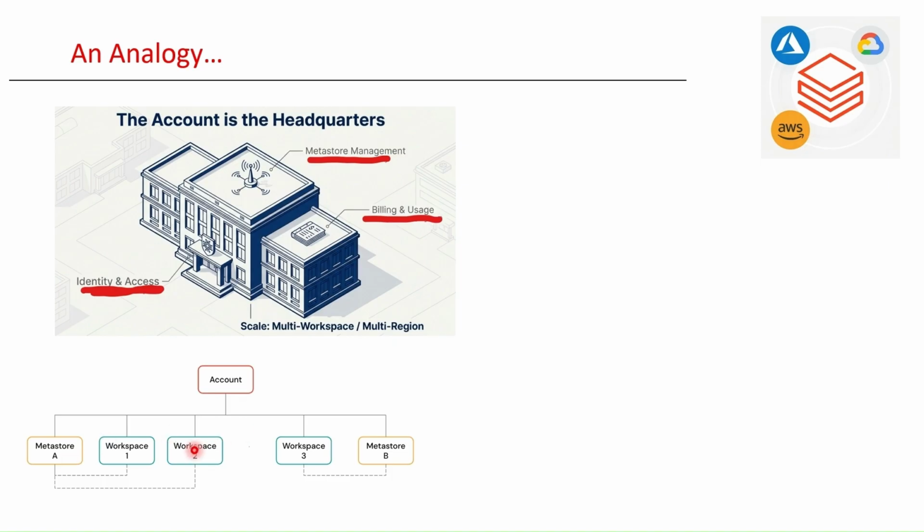And these workspaces are attached to your Metastore, and there can only be one Metastore in a region. Remember, if you have created a Metastore in, let's assume, East US, then you can only have one Metastore there. You cannot have multiple Metastores there.